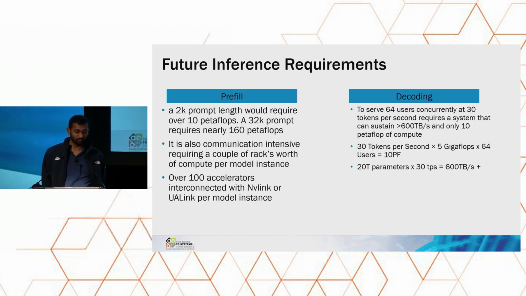But even with NVLink or UALink or what have you, the other thing is to serve these 64 users concurrently, which seems like a reasonable thing to do on a system. For this theoretical next generation model, that's going to be 600 terabytes a second of memory bandwidth, but only 10 petaflops of compute for 64 users, which is an extremely low amount of compute.